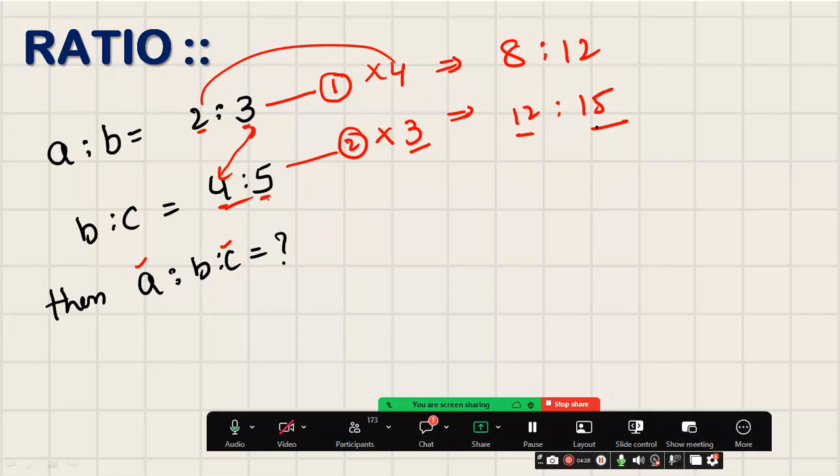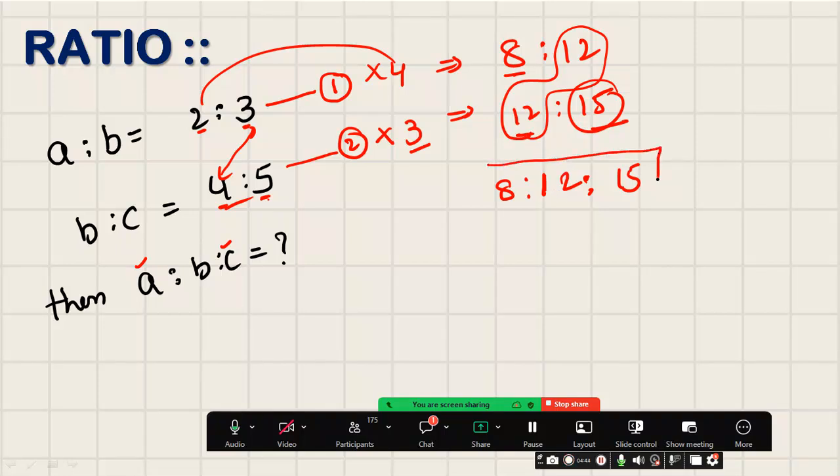Right, so observe clearly. A is how many parts here? 8 parts. Next, C is how many parts here? 15 parts. Now B is how many parts here? 12 parts, 12 parts. Both are the same, guys. That's why I take the one value. Any cancellation? No cancellation. So that is the final answer: 8 is to 12 is to 15. Yes, very good. Excellent. 8 is to 12 is to 15.